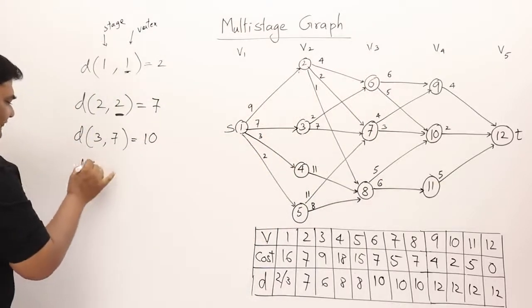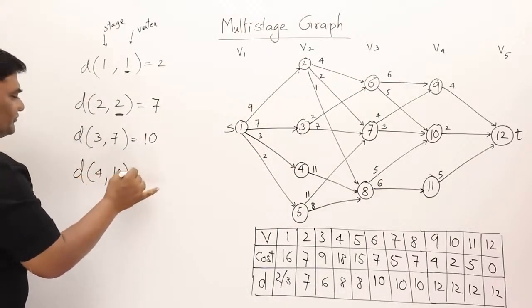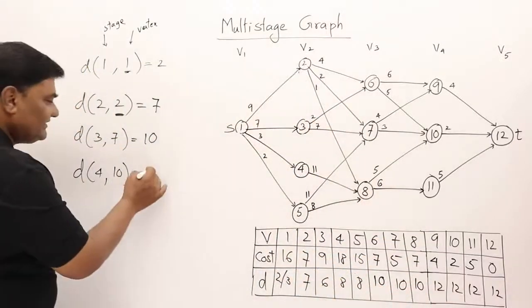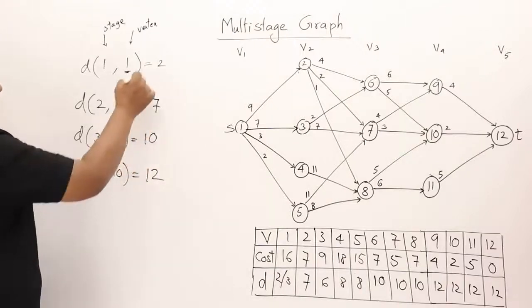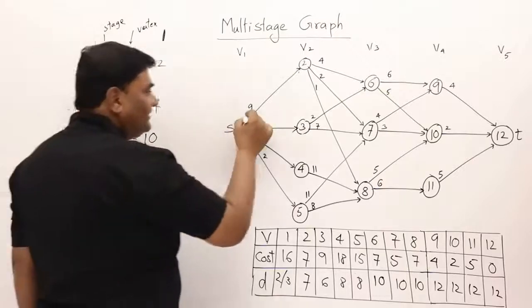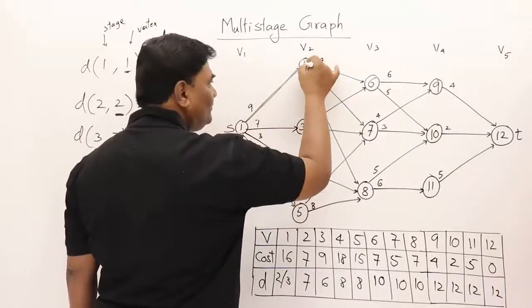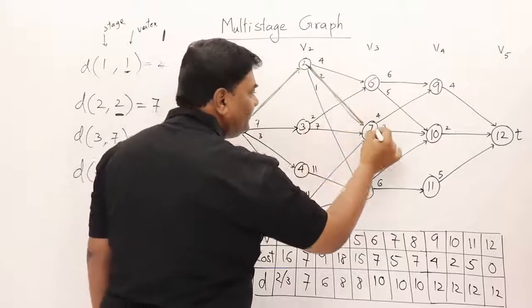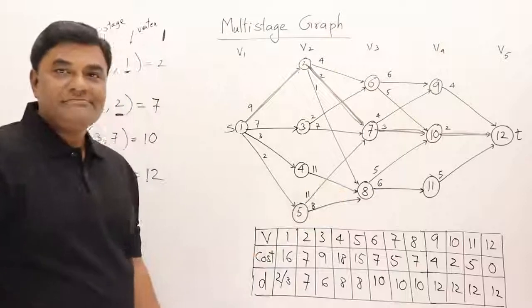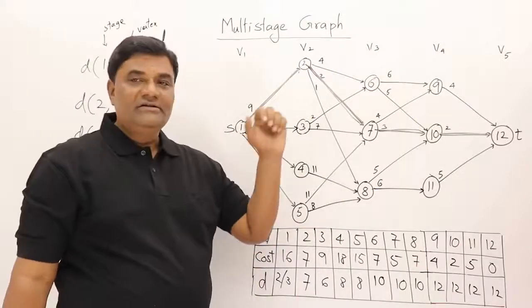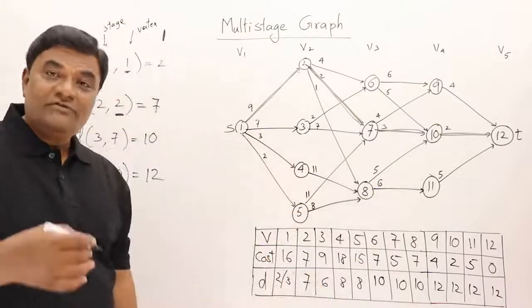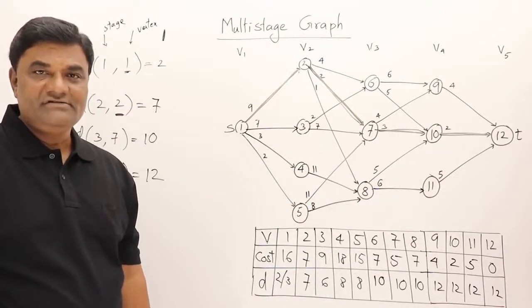Then from the 4th stage, 10th vertex, where we should go next? So the table will tell us everything. So we should go to 12. So that's it, 12. So our path is what? We started from vertex 1 to 2, then 7, then 10 and 12. So this is 1 to 2, 2 to 7, 7 to 10, 10 to 12. This is the shortest path from source to sink. These D values have given us the result. So now we have taken a sequence of decisions.